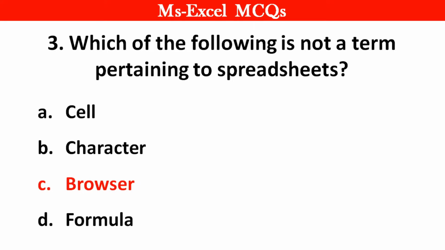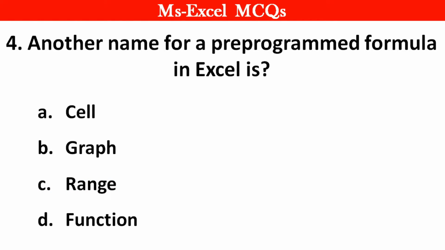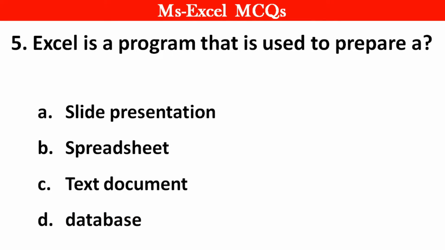Browser. Next question. Another name for a pre-programmed formula in Excel is: options A, Cell; B, Graphs; C, Range; D, Functions. Right answer is option D, Function. Next question. Excel is a program that is used to prepare a: options A, Slide presentations; B, Spreadsheets; C, Text documents; D, Database. Right answer is option B.